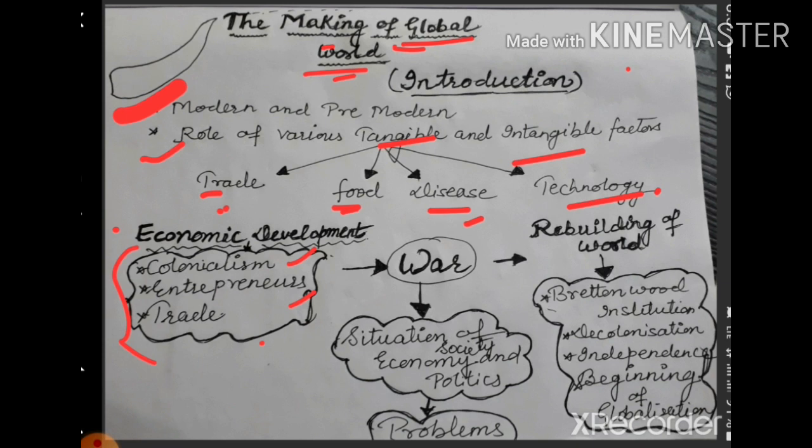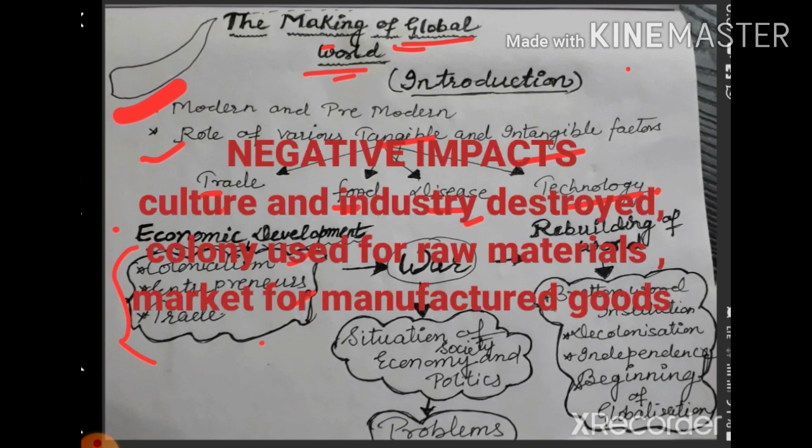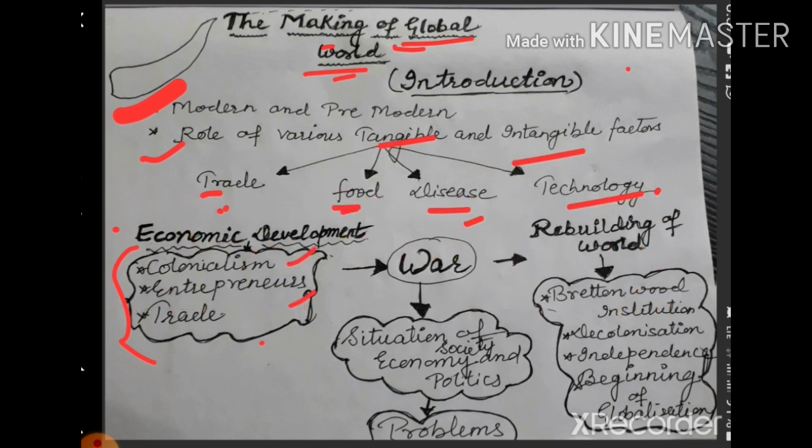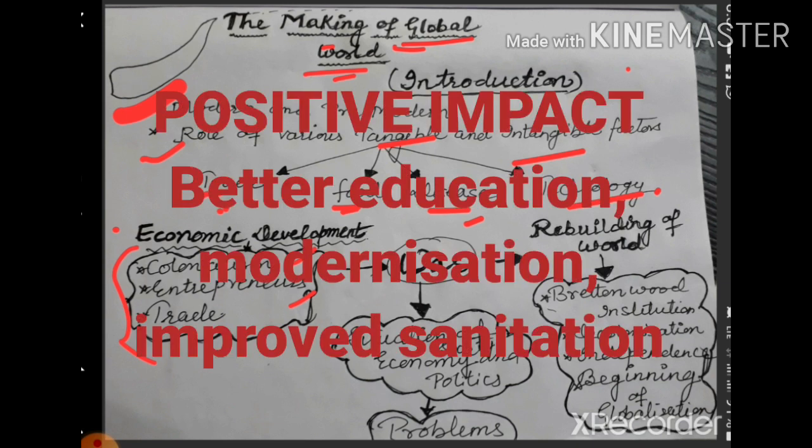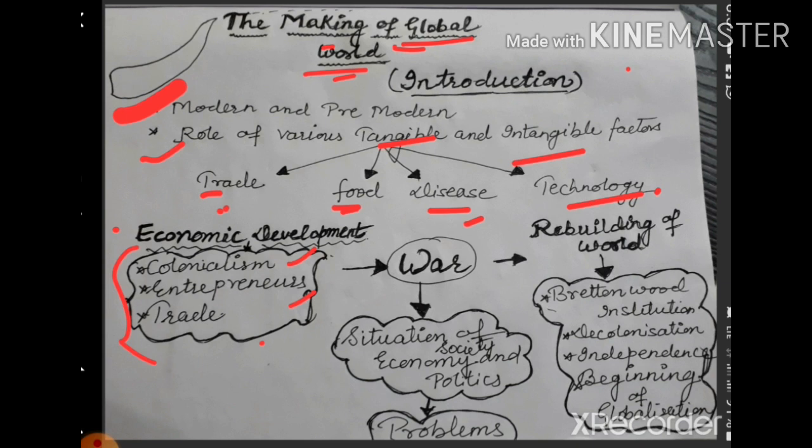It affected the economy in both ways, positive and negative, mainly negative because the native culture and industries were totally destroyed. Colonies were used as a source of raw material and a market for manufactured goods. Then we also see some positive things: it may lead to better education, improvement in social aspects, modernization, and it is also helpful for sanitation improvement.